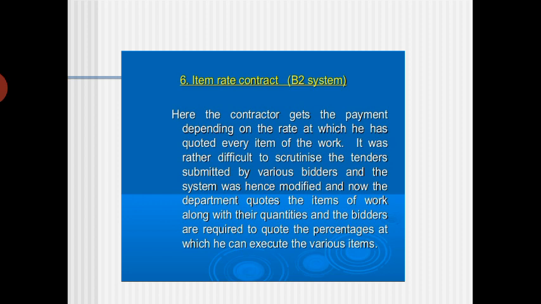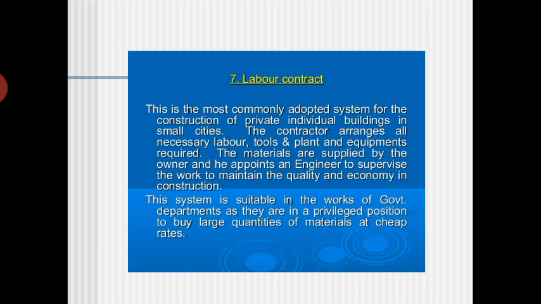In B2 type of systems, it is based on the item rates. If you quoted very low rates for the items, or if you quoted high rates for the materials, they will award the contract based on that. So it is nothing but the item rate contract. This we already discussed.